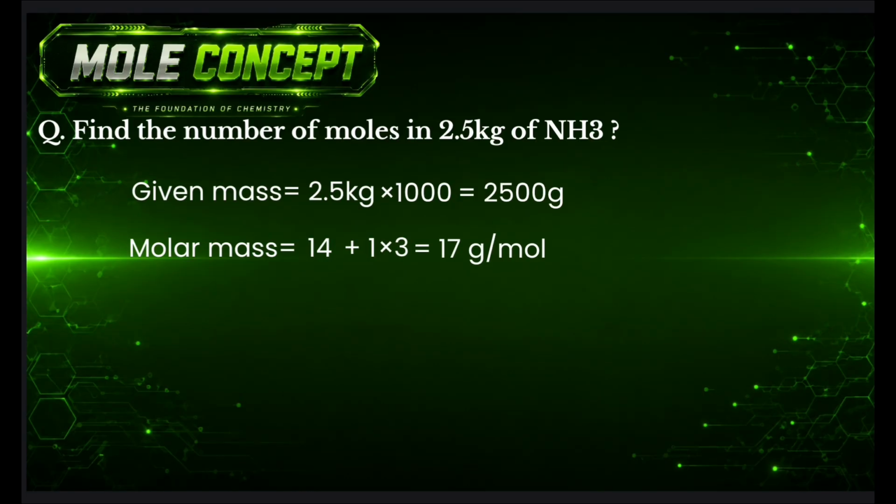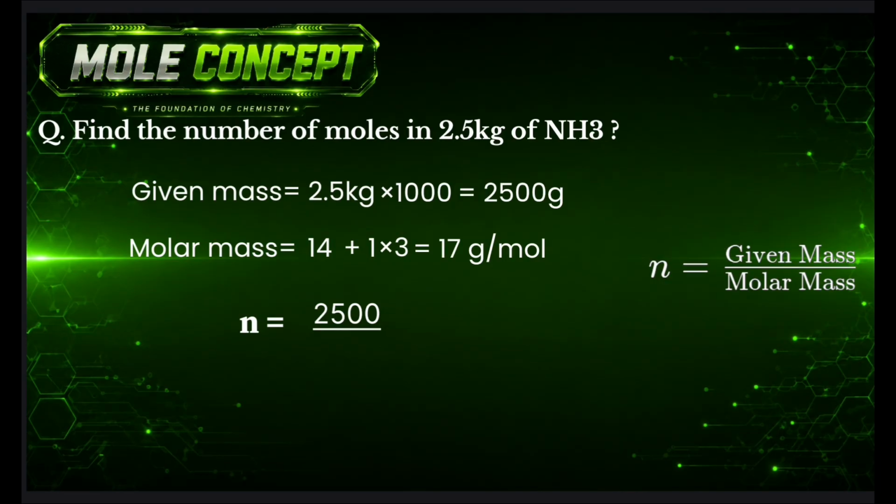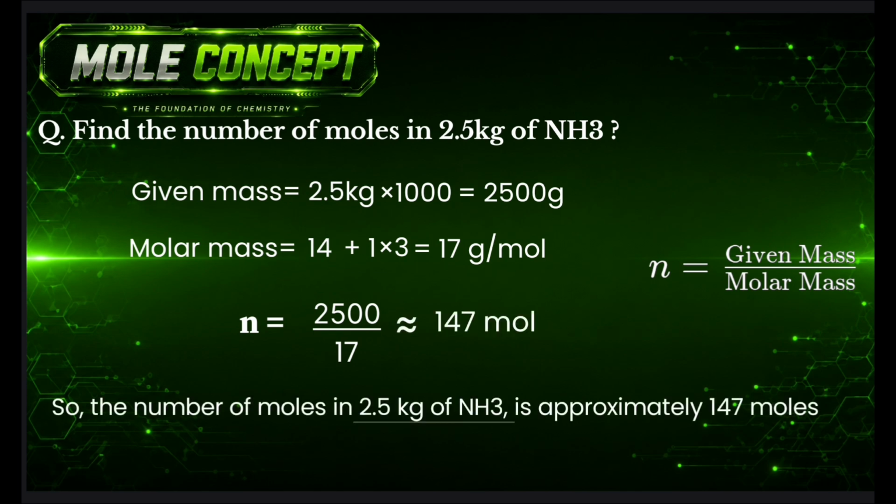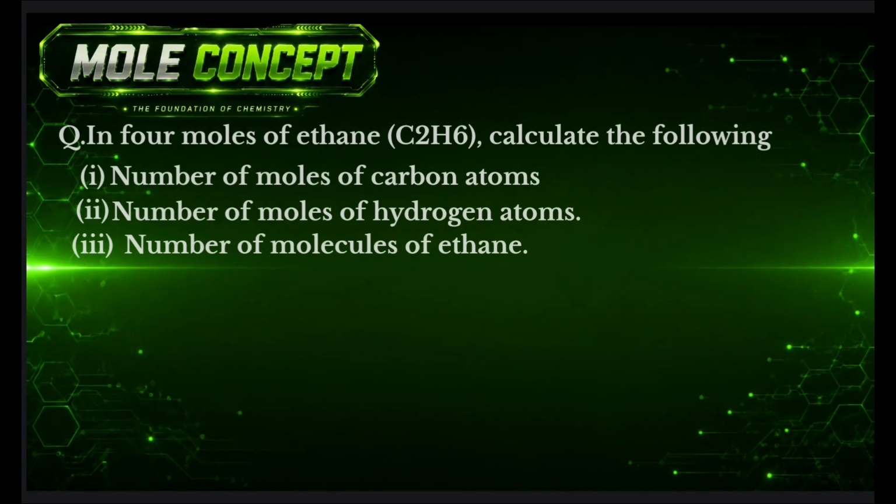The formula for finding moles is given mass divided by molar mass. Our given mass is 2,500 grams, and the molar mass is 17 grams per mole. If we divide them, it comes out to approximately 147 moles. So the number of moles in 2.5 kilograms of NH3 is approximately 147 moles.